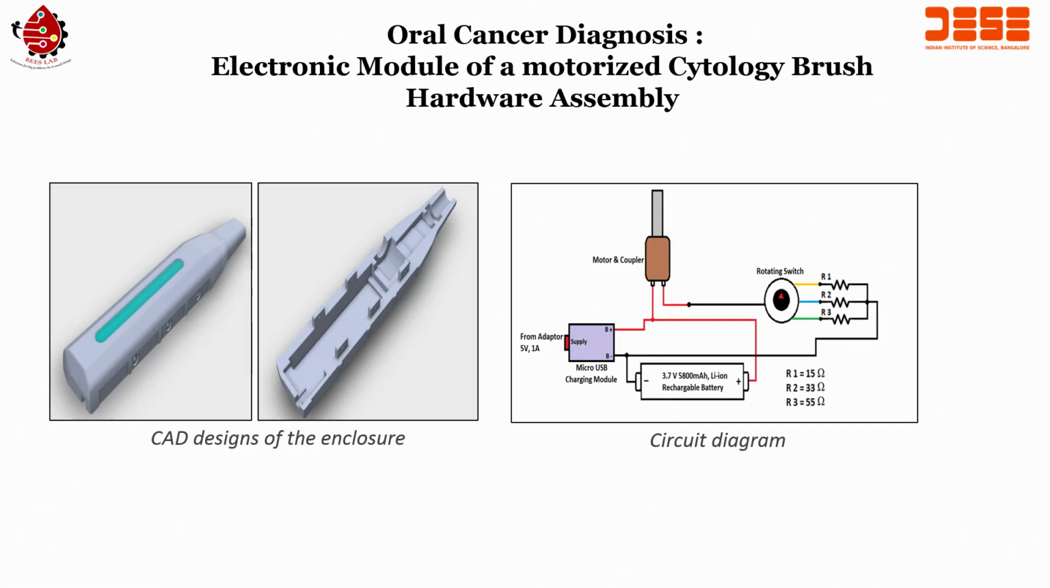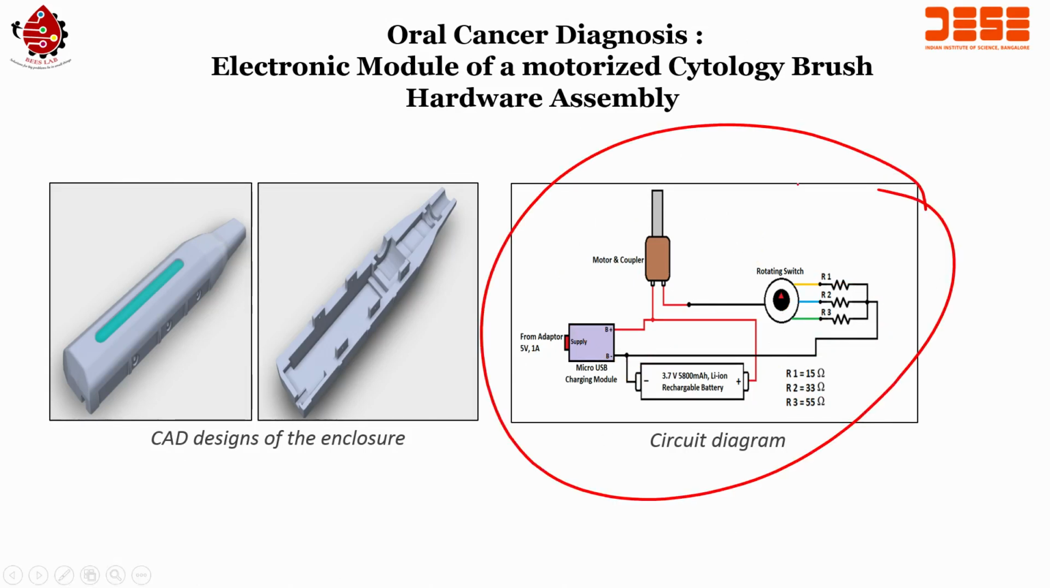When it comes to the circuit diagram, we have a micro USB charging module, a rechargeable lithium ion battery, and a rotating switch with 3 different resistors. Resistor values are given over here. We have a motor and a coupler, right over here. This is a very simple circuit to get this tool in an operating state. You just have to make sure that these kinds of things are not available in the market. So, that will be the novelty.